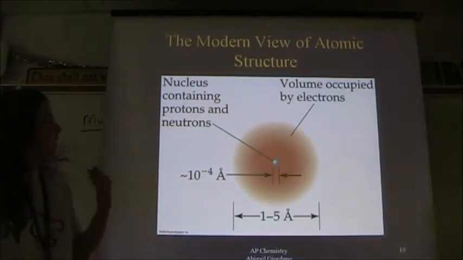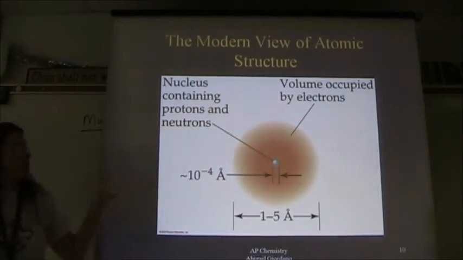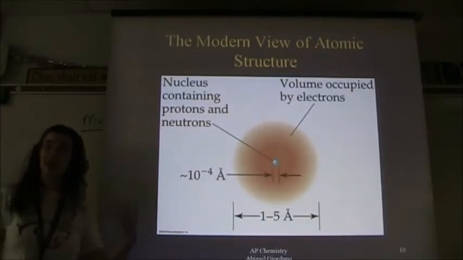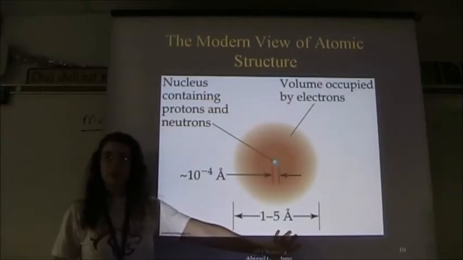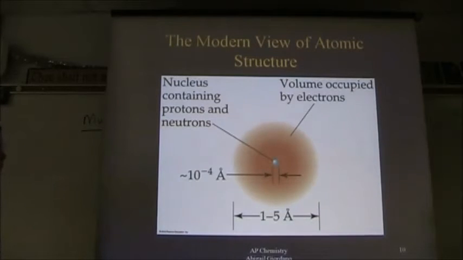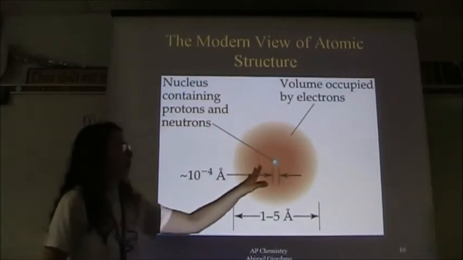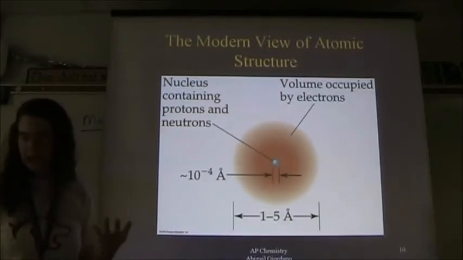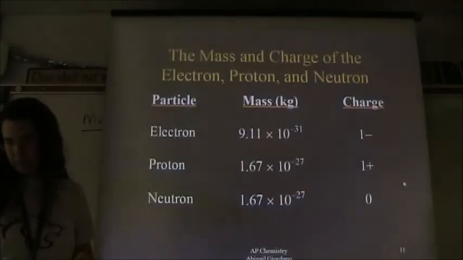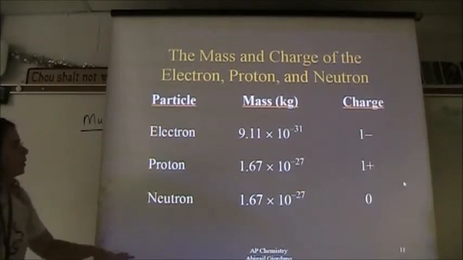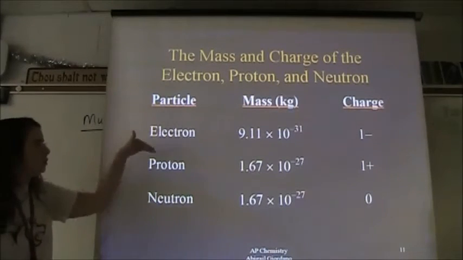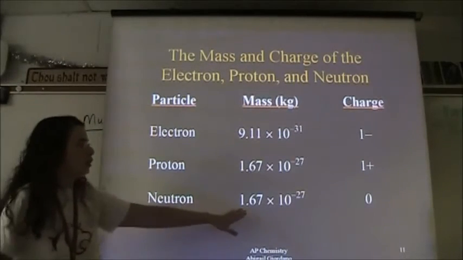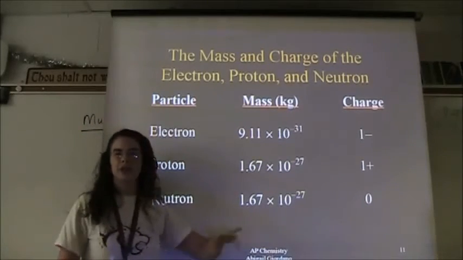This is today's version of the atom. It's usually referred to as the electron cloud model. You do not need to know these dimensions. We'll talk later in the year about why it's exactly called a cloud model. Do not memorize these numbers. You know their charges. The only reason I put these numbers up here is to illustrate two things.